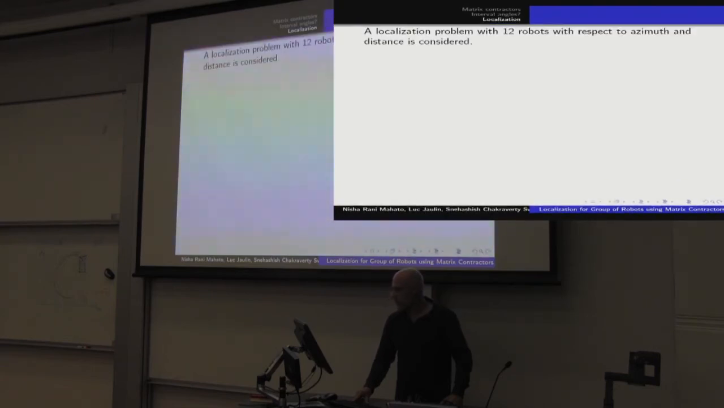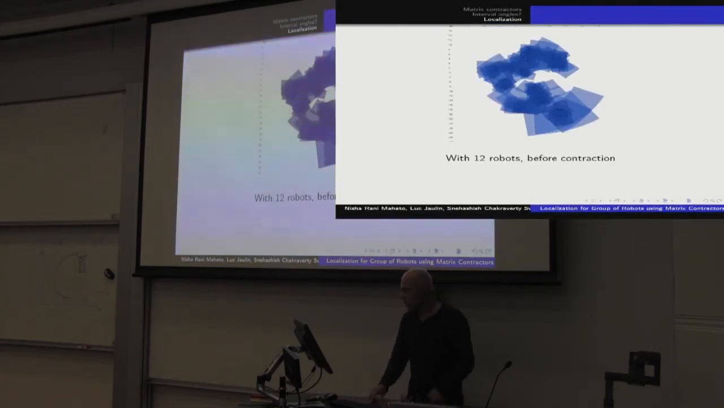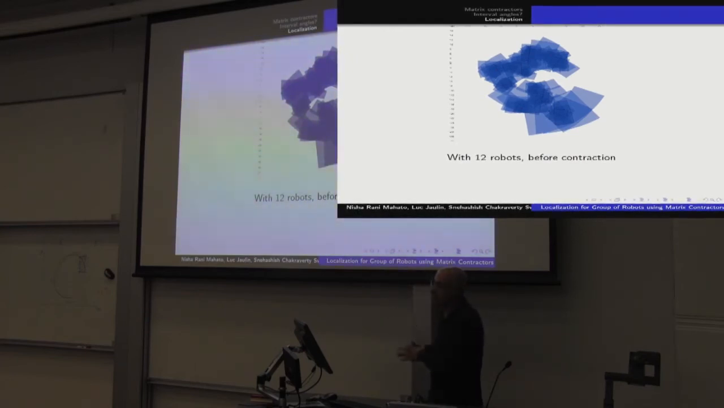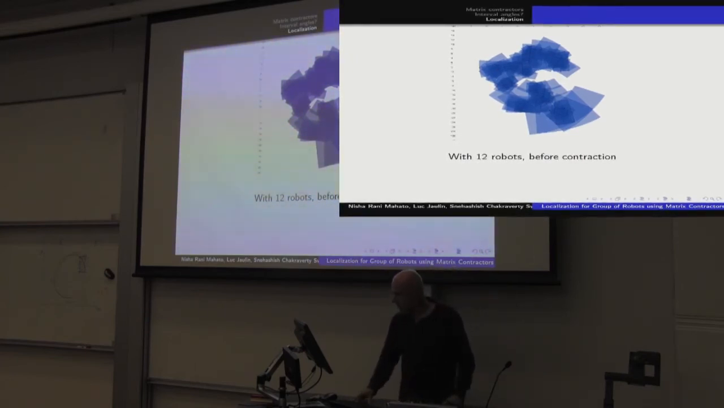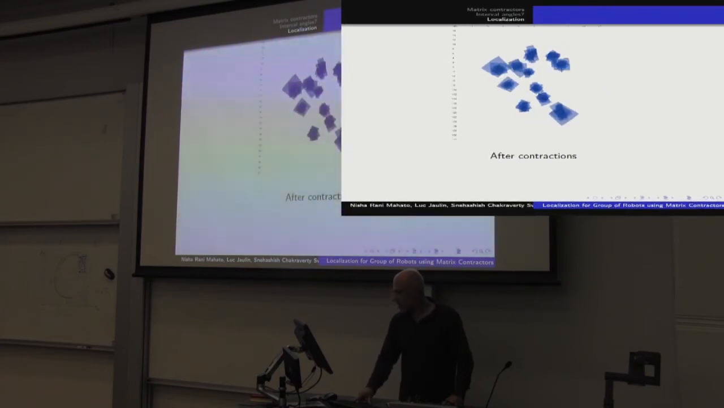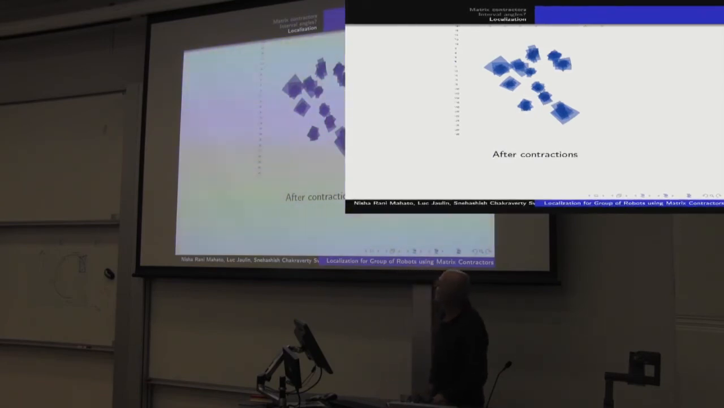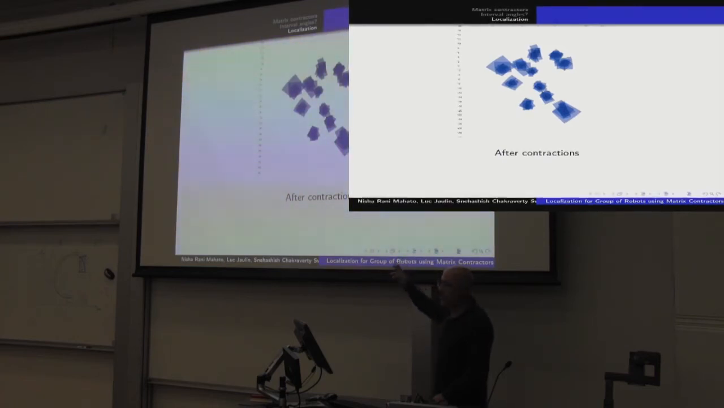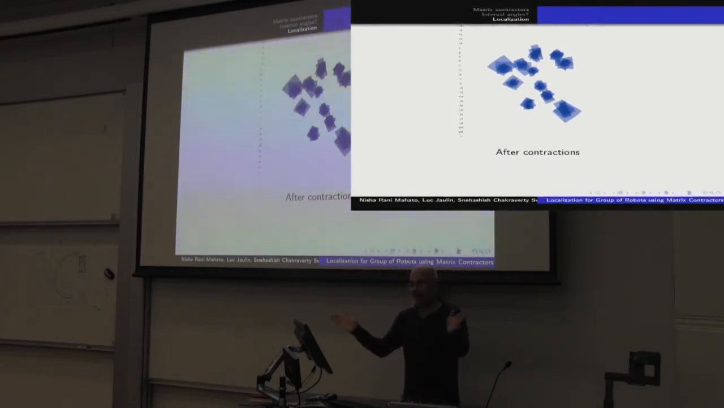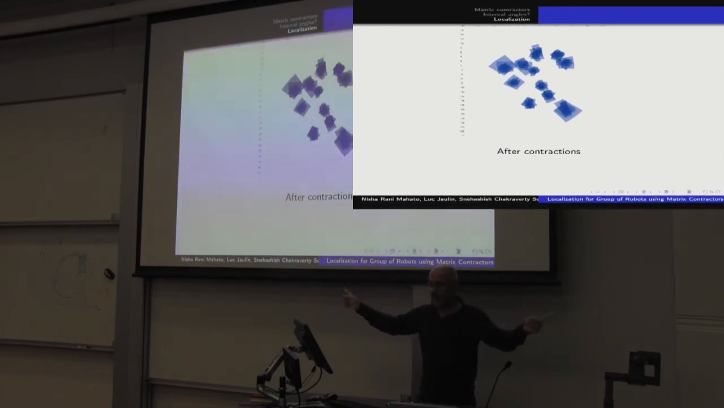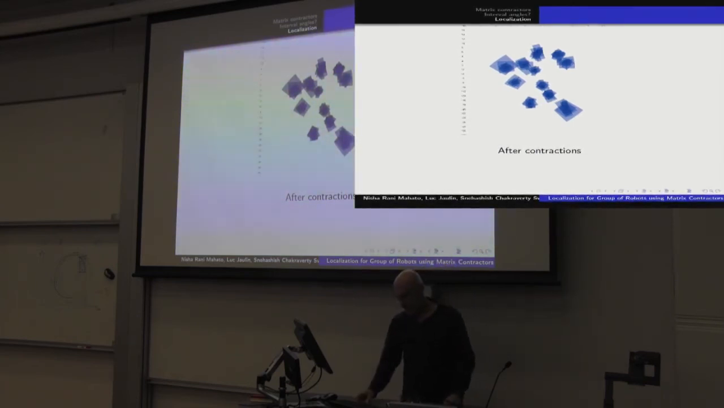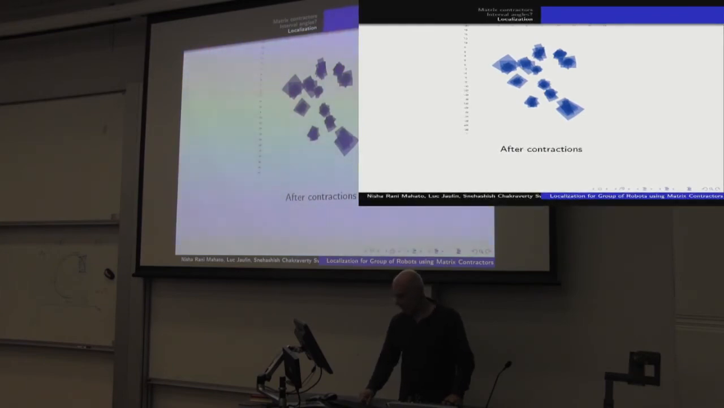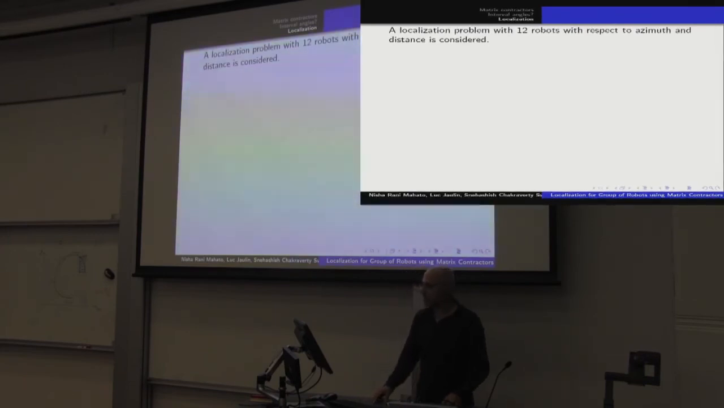And I will show an example with 12 robots, where it's difficult to see because of the superposition of many sets. So before contraction and after contraction. Okay, so in the future, of course, it would be nice to work with arcs that have a radius larger than pi divided by 2. It would be nice. And okay, I finished my presentation. Thank you very much.